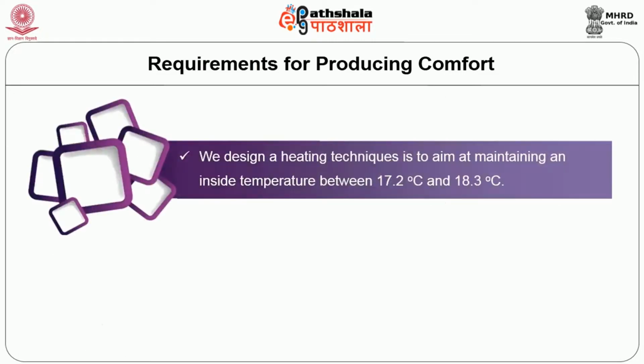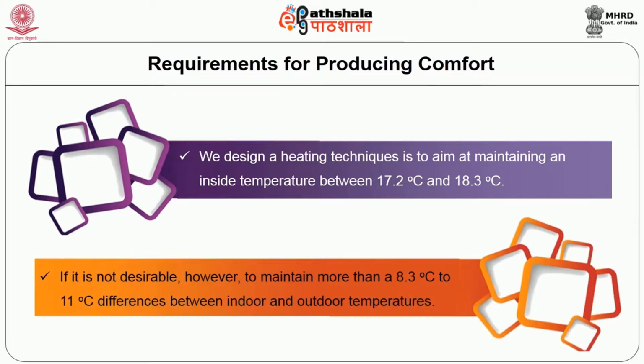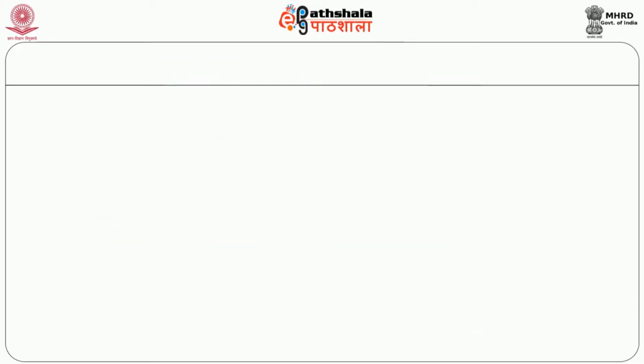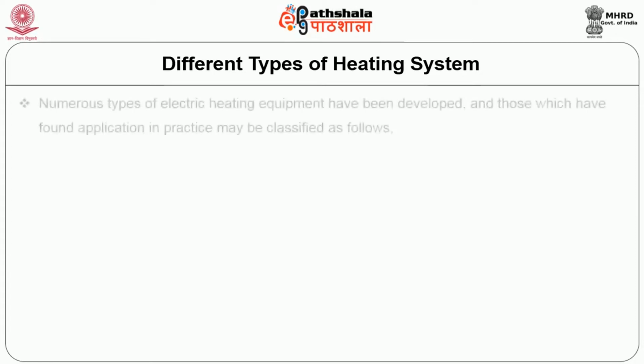We design heating techniques that aim at maintaining an inside temperature between 17.2 degrees centigrade and 18.3 degrees centigrade. It is not desirable, however, to maintain more than 8.3 to 11.0 degrees centigrade difference between indoor and outdoor temperatures. Different types of heating system.